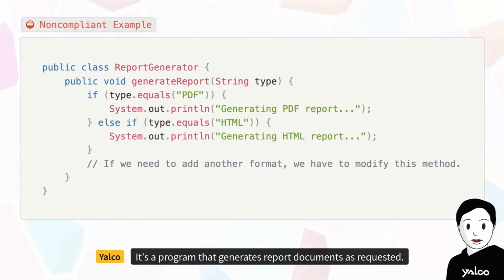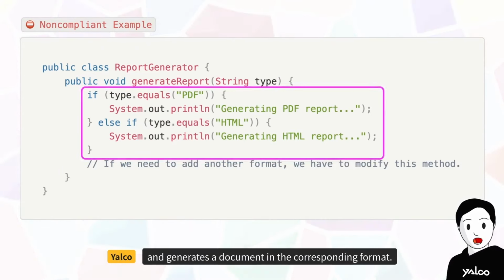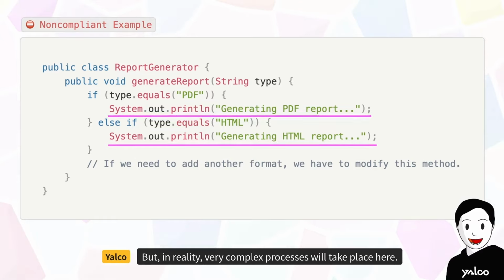It's a program that generates report documents as requested. The GenerateReport method of this class runs an if statement based on PDF or HTML given as an argument and generates a document in the corresponding format. In this sample code, only one line of code is written for each case like this. But in reality, very complex processes will take place here.